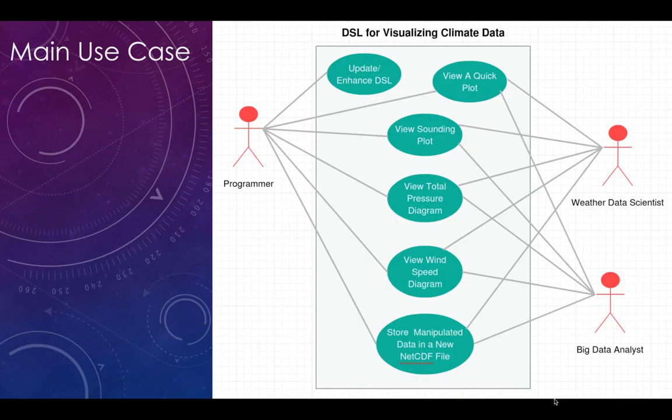So here, this is my main use case, and I have 5 to 6 cases. The main target audience is programmers, whether data scientists or big data analysts. There are 5 modules in the first version: view a quick plot, view sounding plot, view total pressure diagram, view wind speed diagram, and store manipulated data in a new NetCDF file. Programmers can also update or enhance the DSL. They can add more modules and make it useful.